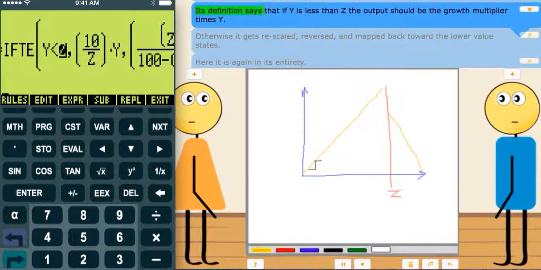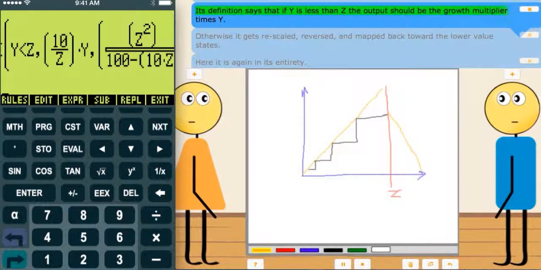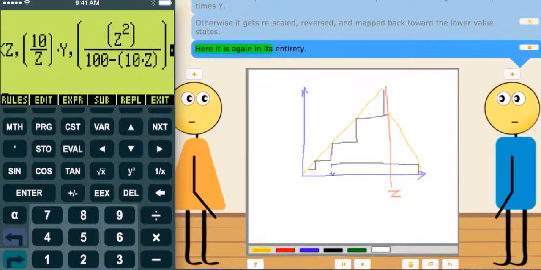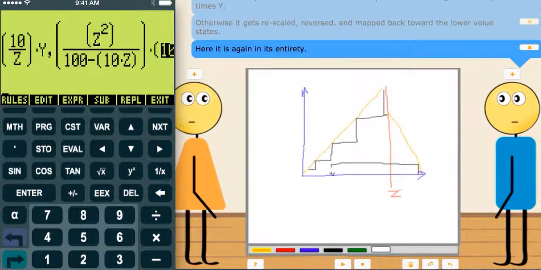Its definition says that, if y is less than z, the output should be the growth multiplier times y. Otherwise it gets rescaled, reversed, and mapped back toward the lower value states. Here it is again in its entirety.